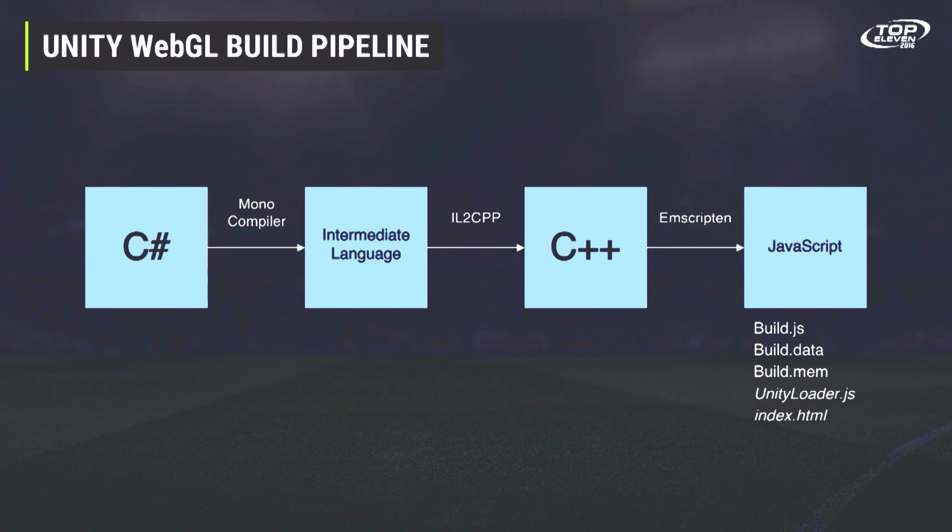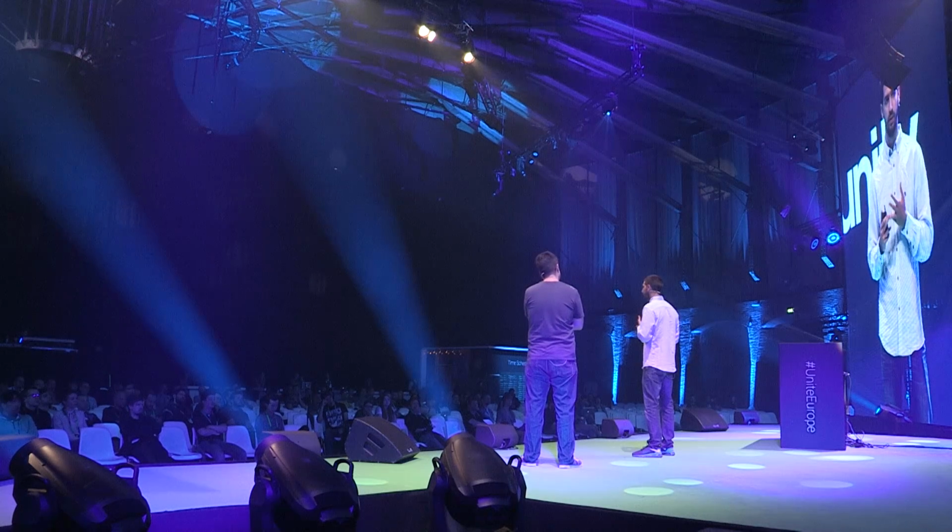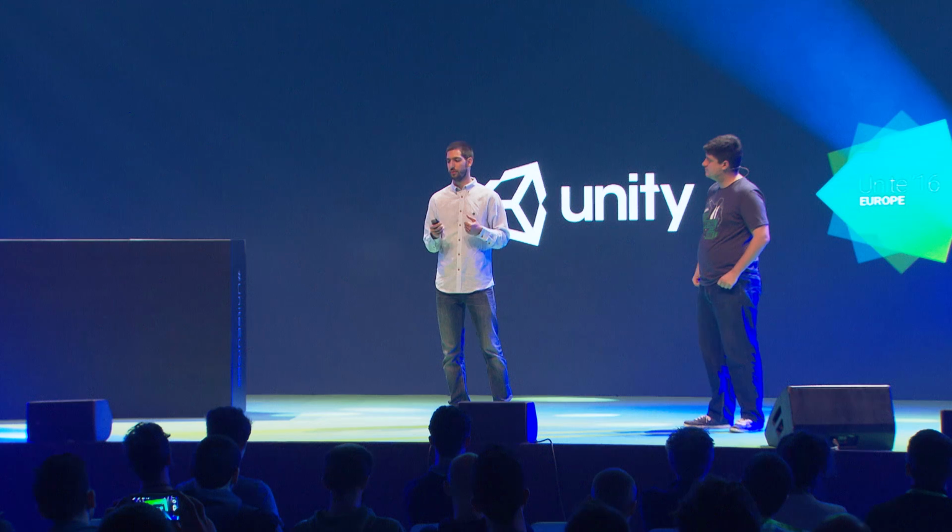But in WebGL, there is another step. The Emscripten compiler compiles the C++ code to asm.js, which is a subset of JavaScript. And at the end, you have these 6 files as the output. You have build.js, which contains the entire source code of your game and the Unity engine source code. You have the build.data file, which contains all the assets that are embedded into your application and resources. And the rest of these files are used to initialize the application when you host it on the web server.